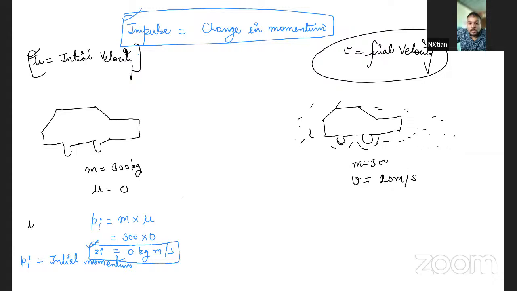Vi is equal to 0 kg meter per second. Now in this case, we have to calculate PF. PF is basically the final momentum.